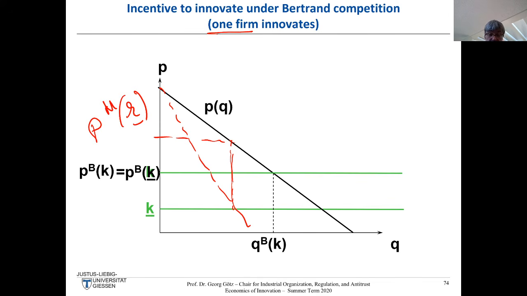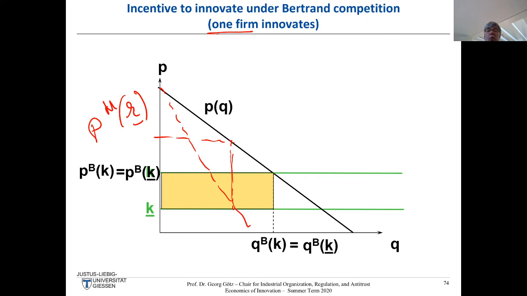So consumers, that's very interesting. Consumers do not gain anything here from this innovation, but the innovating firm makes a profit. So the quantity is unchanged, and this yellow rectangle is just the gain in profits. So if the costs of the innovation are less than this rectangle, the firm will invest in this project.